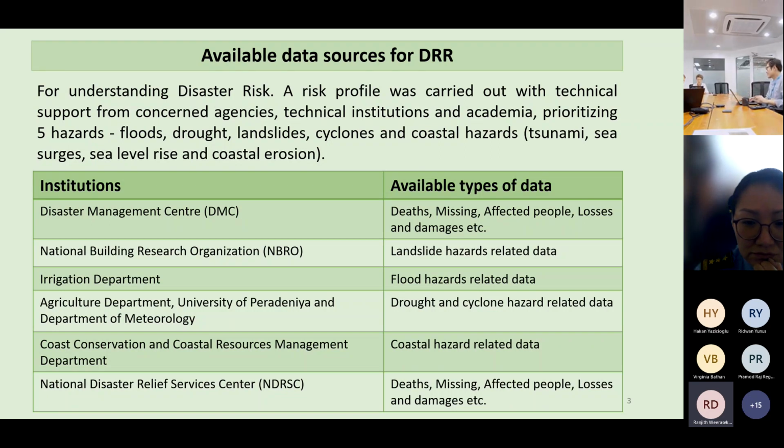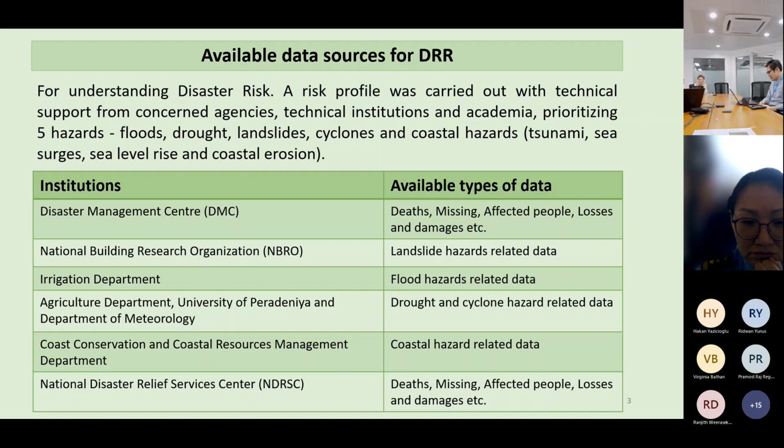Now we see the available data sources for DRR. For understanding the disaster risk, a risk profile was carried out with the technical support from the concerned agencies, technical institutions, and academia, prioritizing 5 hazards: floods, droughts, landslides, cyclones, and coastal hazards. Now you can see on the left side the institutions, and on the right side the available data types.